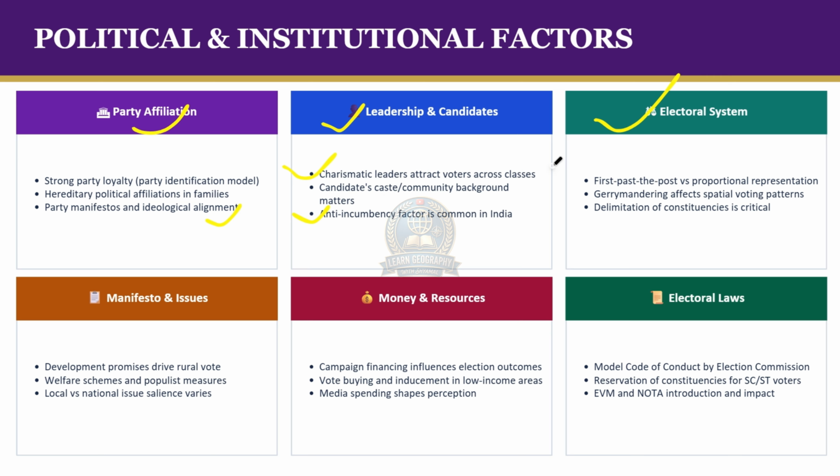Electoral system: first past the post versus proportional representation. Gerrymandering affects spatial voting patterns. Delimitation of constituencies is critical. Manifesto and issues: development promises drive rural vote. Welfare schemes and populist measures; local versus national issue lines vary.